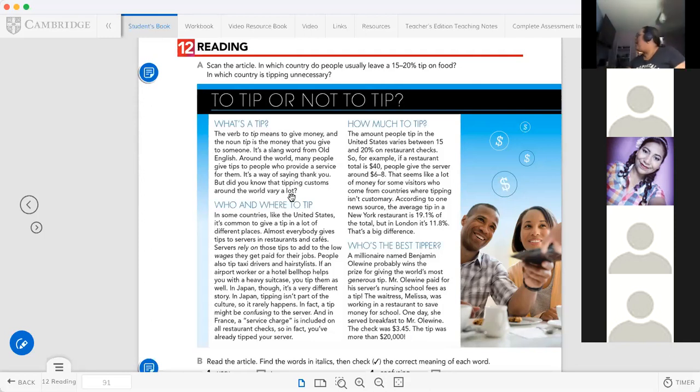Give me a sec. Mario, what percentage would you say people leave as a tip in the States? I don't think it's a percentage. They just leave like $5. Like five, it's like a standard.